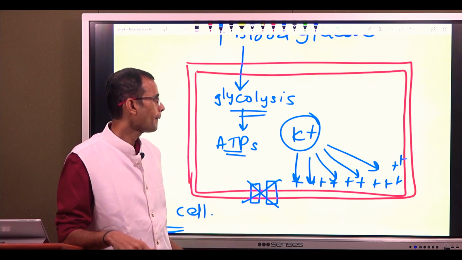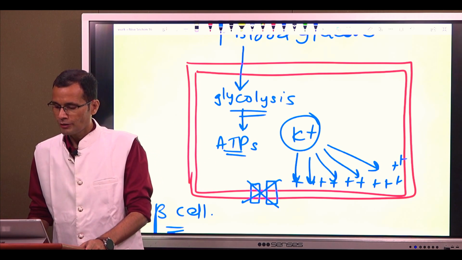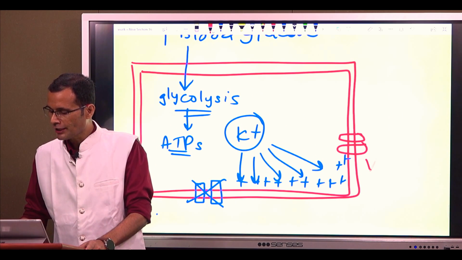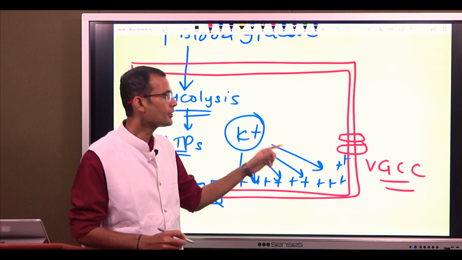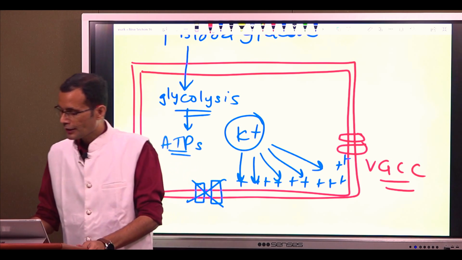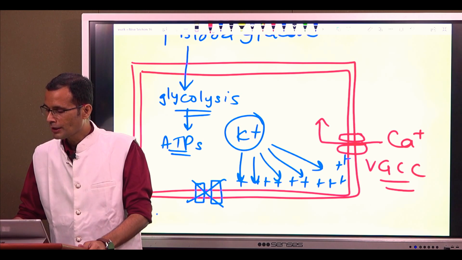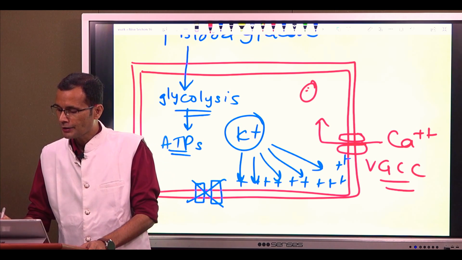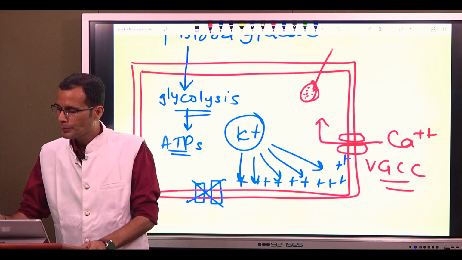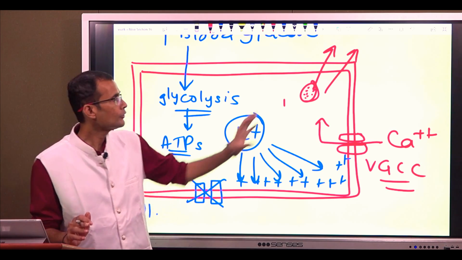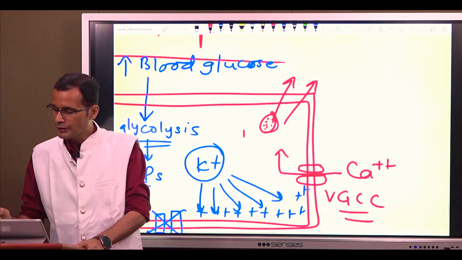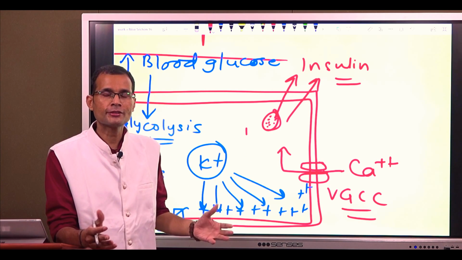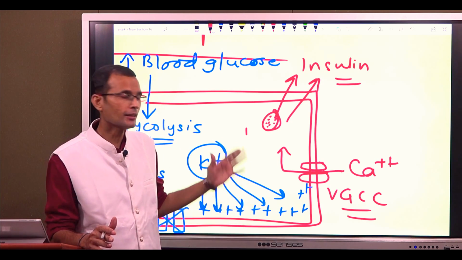The cell has excited. Now, this membrane excitation, a voltage change for the membrane, will open the voltage gated calcium channels. Calcium will enter. Calcium influx will happen. And this calcium influx will result in the insulin being released by exocytosis. Insulin was stored in vesicles. Now, this insulin will be released by exocytosis. That is how insulin is secreted by the pancreatic beta cell.